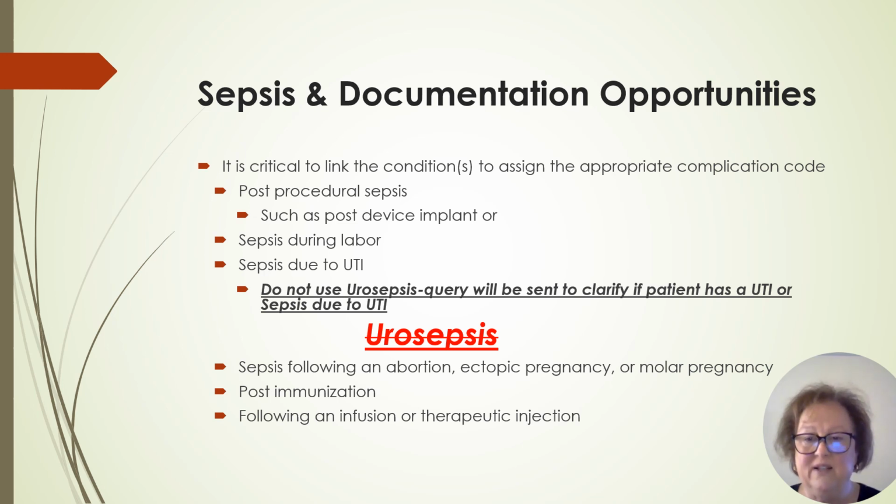So the query is going to allude to, are you trying to say the patient has a UTI, which is going to be a less severity of illness and risk of mortality and less resources to take care of this patient? Or are you trying to say that this patient has sepsis due to a UTI, which is more resource intensive, indicating a higher risk of mortality and a higher severity of illness?